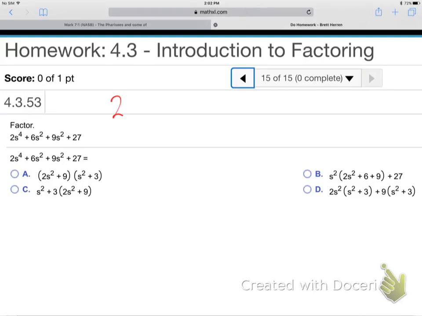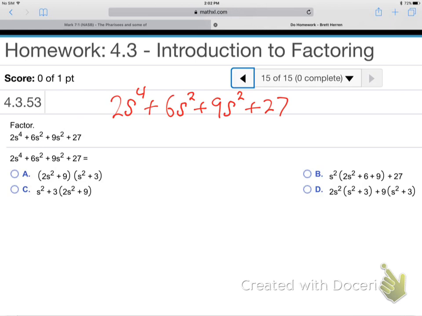So 2s to the 4th plus 6s squared plus 9s squared plus 27. Try that one. What's the first question you should ask on any factoring problem, really? What do they have in common? It's often nothing, but you got to look for it. Is there something they all four have in common? No. There's no number, there's no letter. The 27 doesn't have an s.